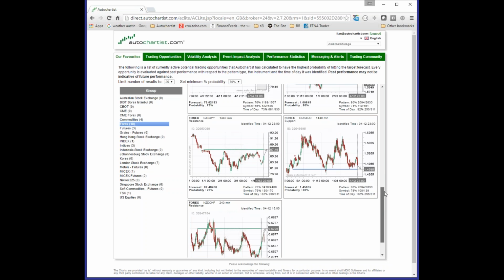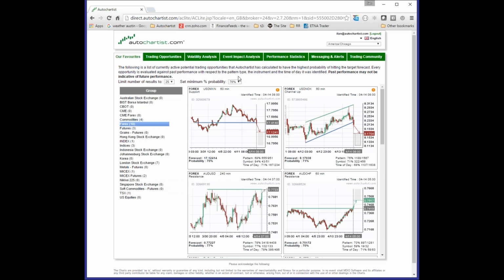The thing about this Our Favorites opportunities screen is that you can't filter based on anything other than probability. We don't have the ability to filter on different instruments or different types of patterns or anything like that. You're purely looking at probabilities only. The rest of the job is yours to do manually, but that's not a big job because it does the most important thing for you, which is to filter. What we had before in the trading opportunities was over 60 opportunities, and now we're down to 10 trading opportunities as we have them right now.